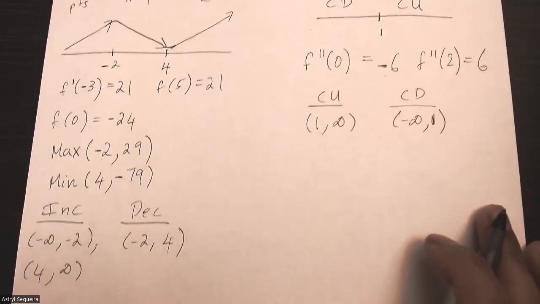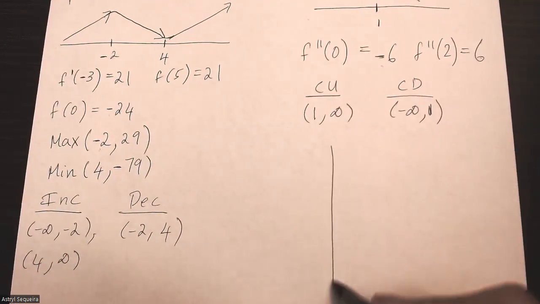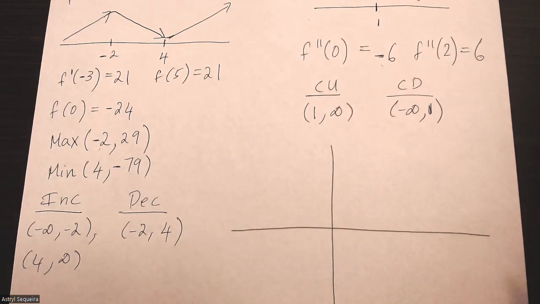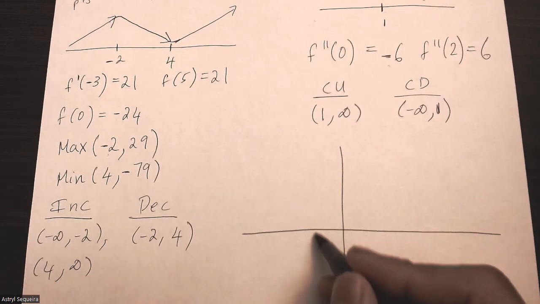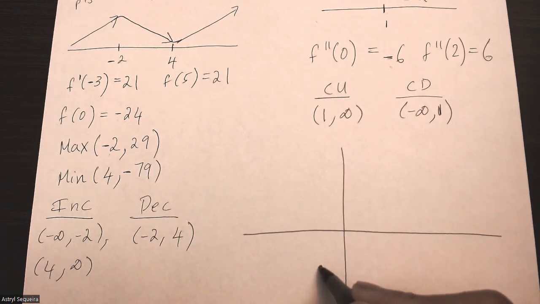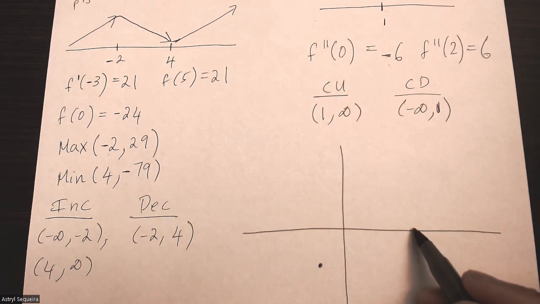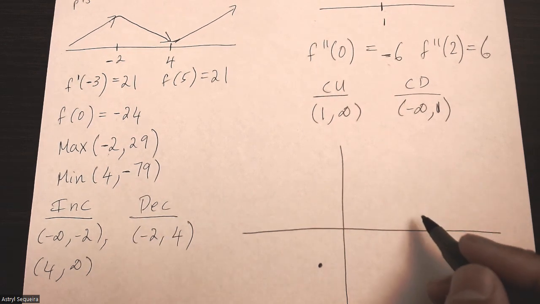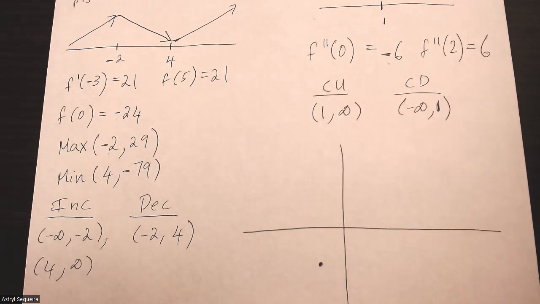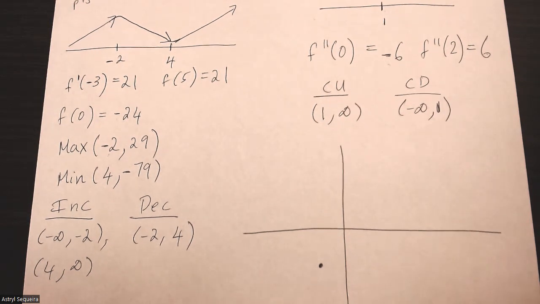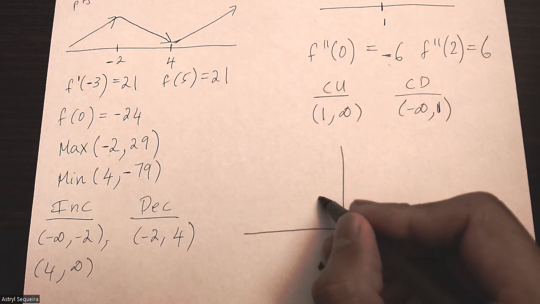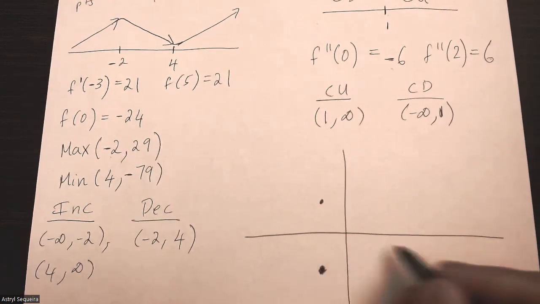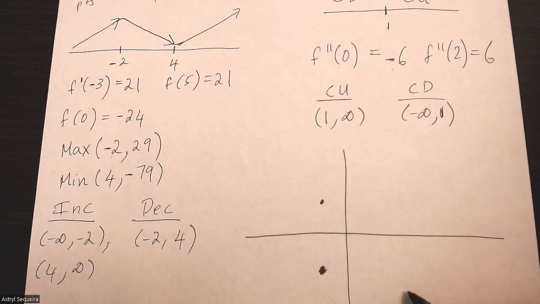The last thing I'm going to do is sketch my graph now. So I'll start by just putting my maximum and minimum points. Negative 2 and positive 29 is approximately here. Oh, sorry, that's a slight mistake earlier. This is a positive 29, negative 2 and positive 29 is here. And 4 and negative 79 is down over here.